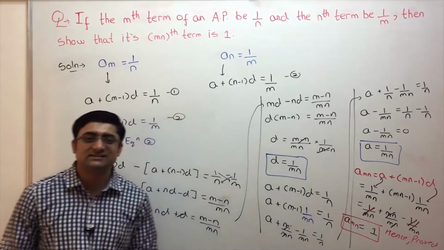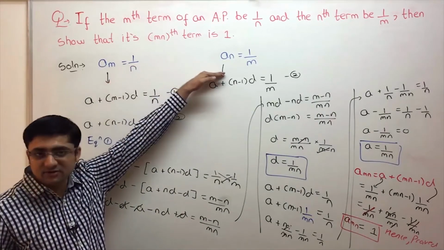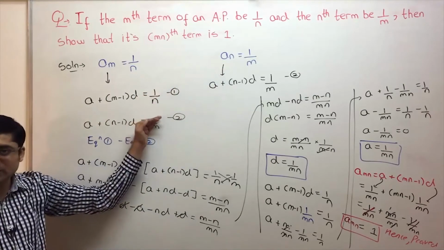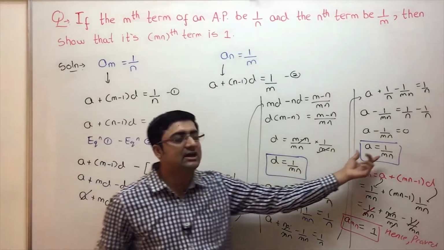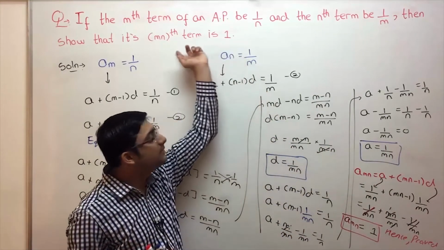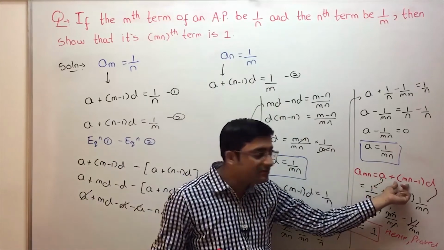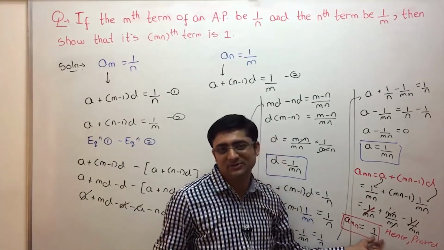So this is how you solve such type of question. I repeat, just go step by step. Begin with what is given to you: two conditions, hence two equations. Solve these two equations for a and d. d is 1 by mn, a is 1 by mn. Once you have a and d, you can get any term of the AP. So we want the mnth term. Write down the formula for the mnth term, plug in the values of a and d and solve. We get the mnth term is equal to 1.